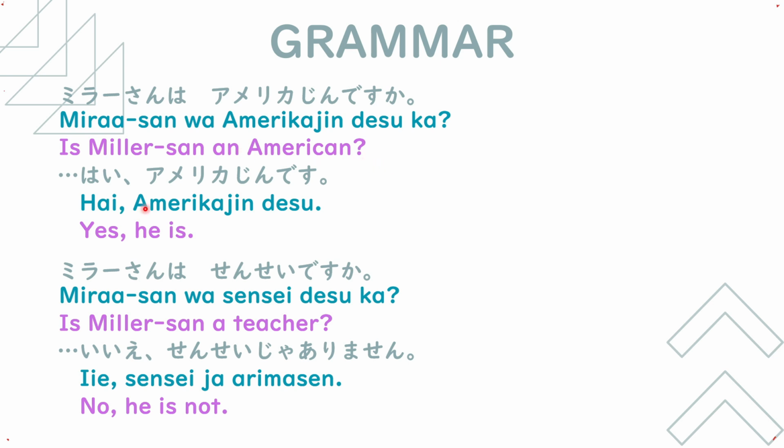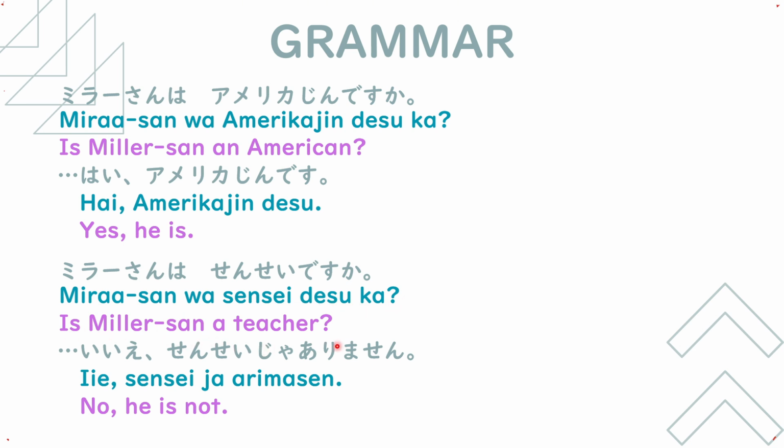Is Miller an American? And so we answer it with hai. Hai, Amerikajin desu. Yes, he is. Okay. And we have Mira-san wa sensei desu ka? Mira-san wa sensei desu. This is the noun 1 wa, noun 2 desu. But then we add ka, which makes it into a question. So Mira-san wa sensei desu ka?